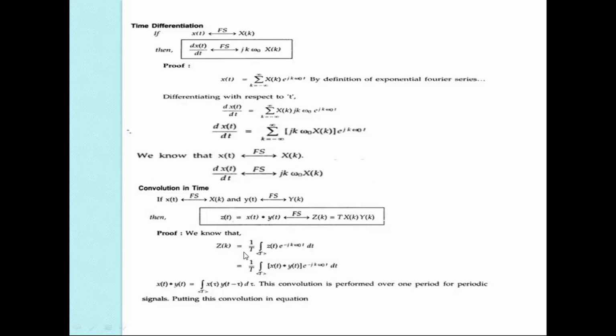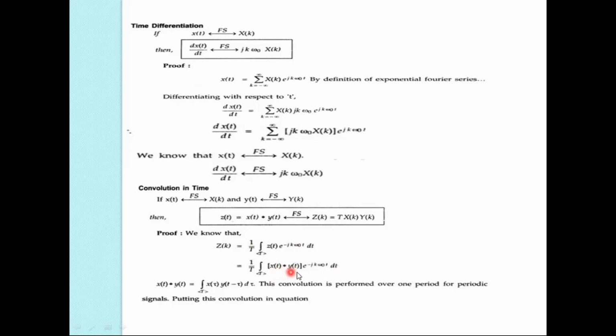Here also you can observe z of k is equal to 1 by T, the integral over T, z of t e power minus jk omega naught t dt, and the z of t we have to take as the convolution of the two signals, x of t and y of t. So x of t convolved with y of t, e power minus jk omega naught t dt.